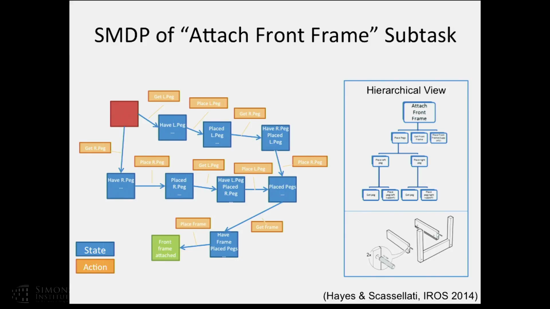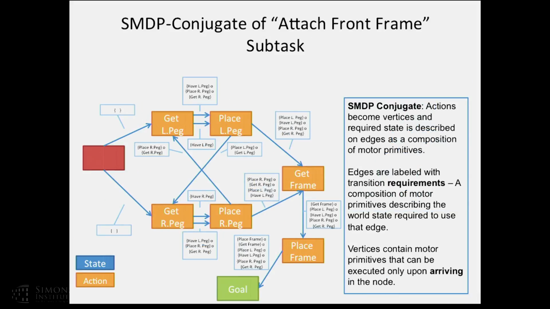What we're going to do is to swap that and consider what we've been calling a conjugate of this graph, which is that we're going to consider actions to be the nodes within this representation, and transitions will be the world states that are required in order to enable that action. Now, the first thing to notice is that we can automatically derive this from the typical SMDP. It's trivial to be able to take one representation and swap it into the other.